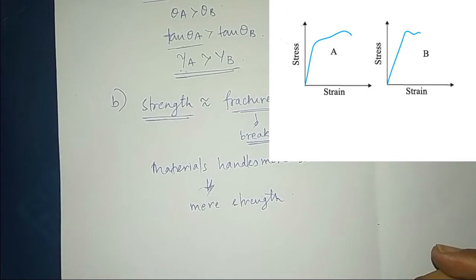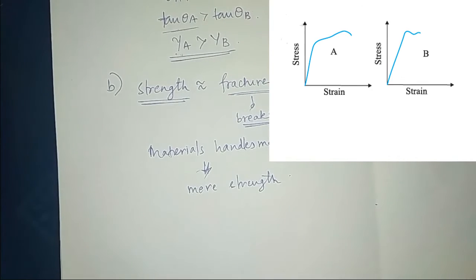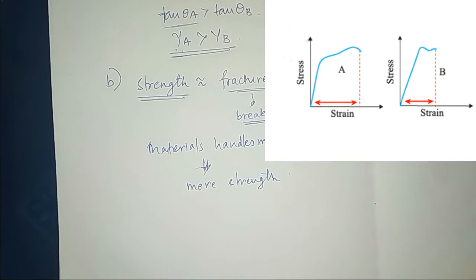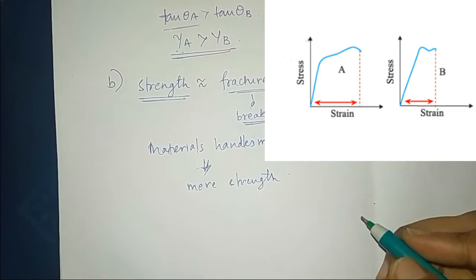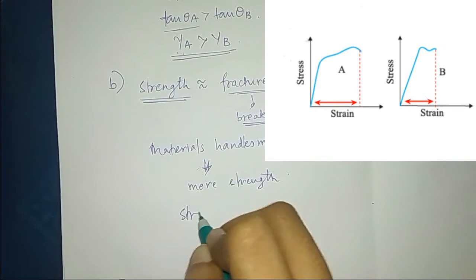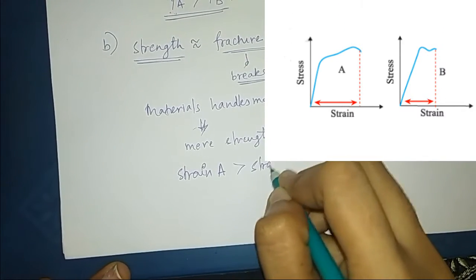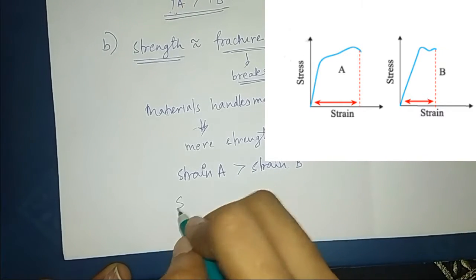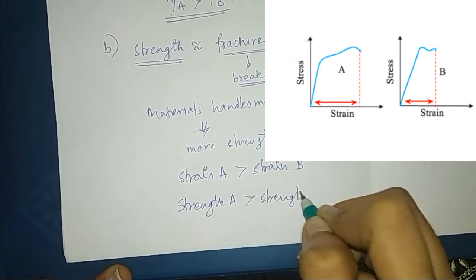So from figures A and B, like plots A and B, we can see that the strain applied, or the end point of plot A, is more. Just focus on the x-axis of the plot and extrapolate. As you can see, the x-axis distance for A is more, and hence the strain handled by material A is more than the strain handled by material B, and hence strain is directly proportional to strength. So the strength of material A will be greater than the strength of material B.